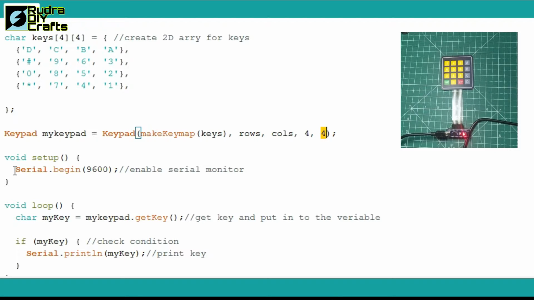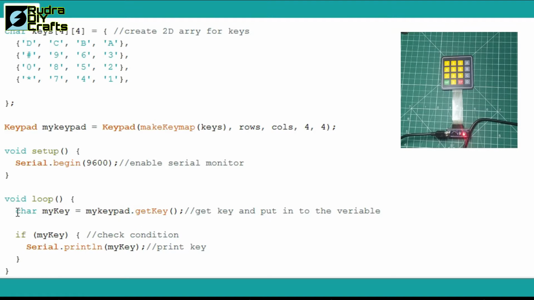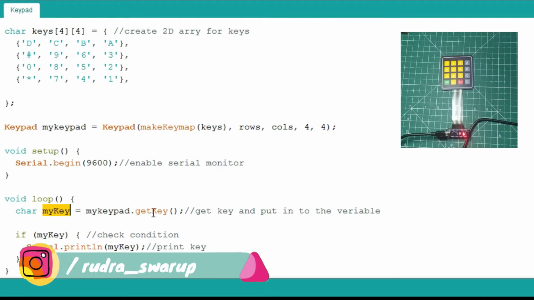After that, there is this void setup part where we have added only one thing, that is serial begin 9600. This will enable the serial monitor. And then after that, we have this void loop section. So here you can see we have created a character, that is my key. So this will take the value from the keypad.